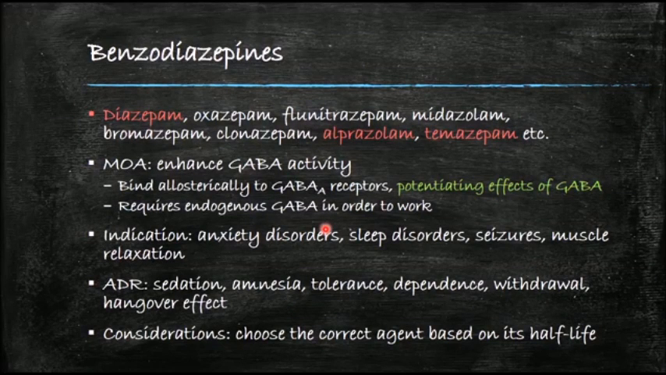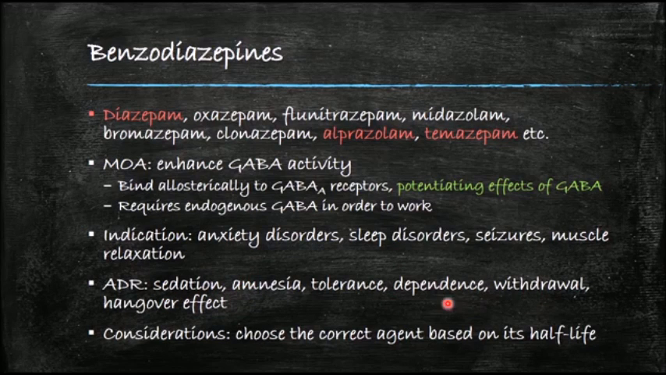So if for whatever reason they have reduced GABA, this wouldn't be a clinical case. This might be a pharmacology type question. If their GABA is not there, then the benzodiazepine is not going to work. GABA is your inhibitory neurohormone in your body, so it's going to cause symptoms of everything slowing down. So sedation, amnesia, you can get a hangover effect.